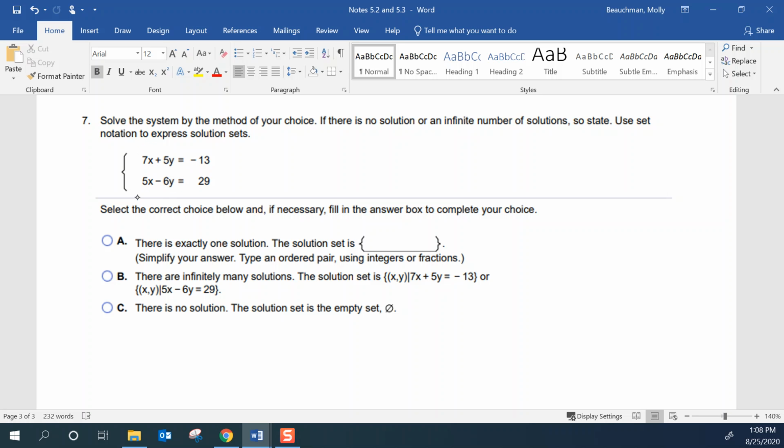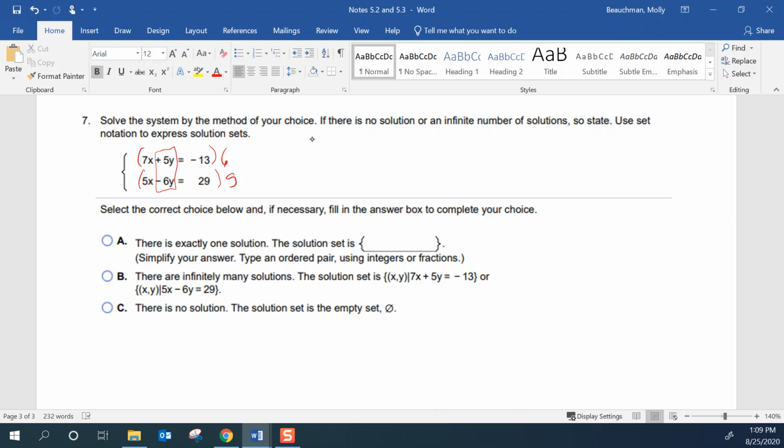So you choose one or the other. I'm going to choose y's because I have one positive and one negative, and when they add, they're going to cancel. And think of it as common denominators. What do 5 and 6 both go into? 30, right? So I'm going to multiply the top equation by 6 and the bottom equation by 5 so that when I add them together, the y's will cancel.